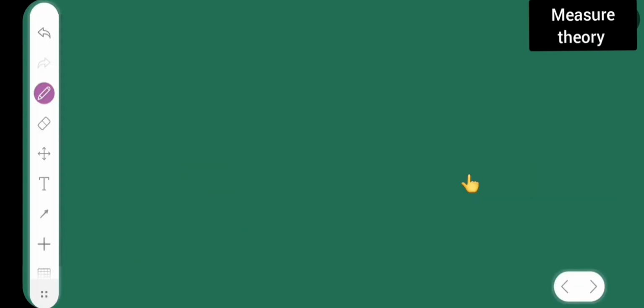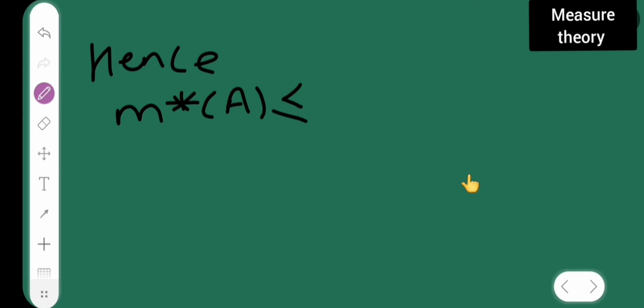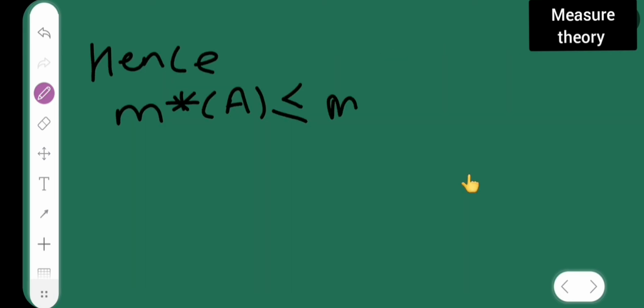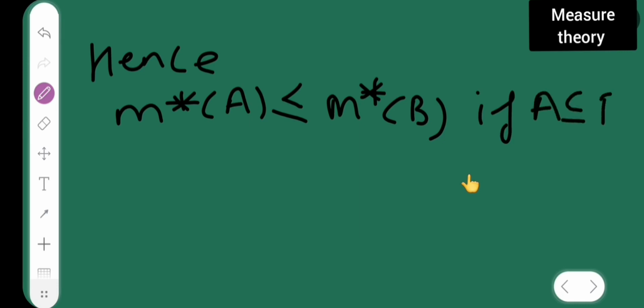Hence, M star of A is less than or equal to M star of B. Outer measure of A is less than or equal to outer measure of B if A is a subset of B. So we have proved the third property.